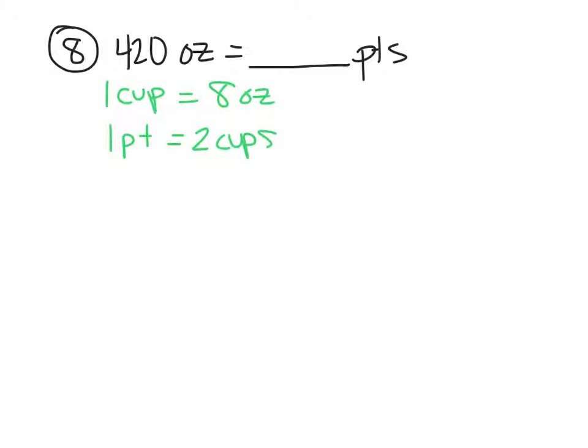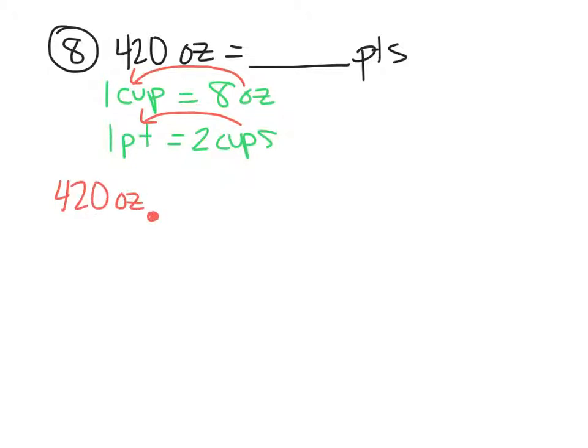Okay, so now we have cups to pints. So we went from ounces to cups, and now we're going to go from cups to pints, which is exactly where we want to be. Okay, so we're going to start with our 420 ounces, and we have 2 conversions to do.